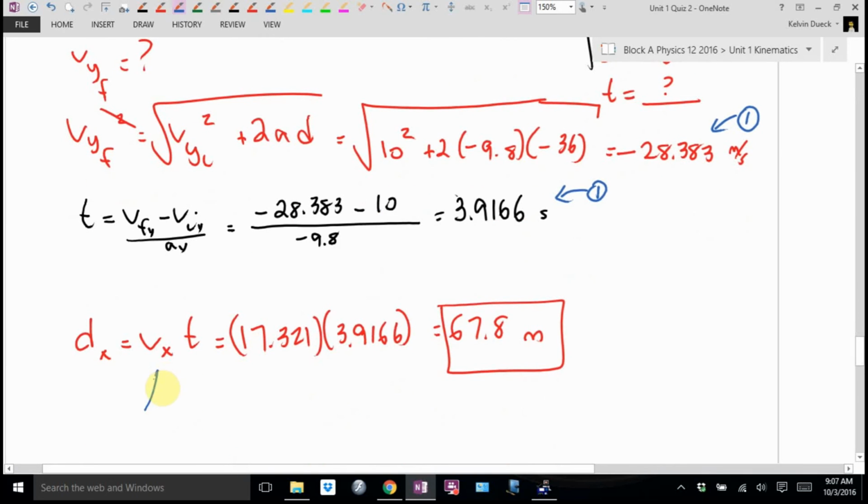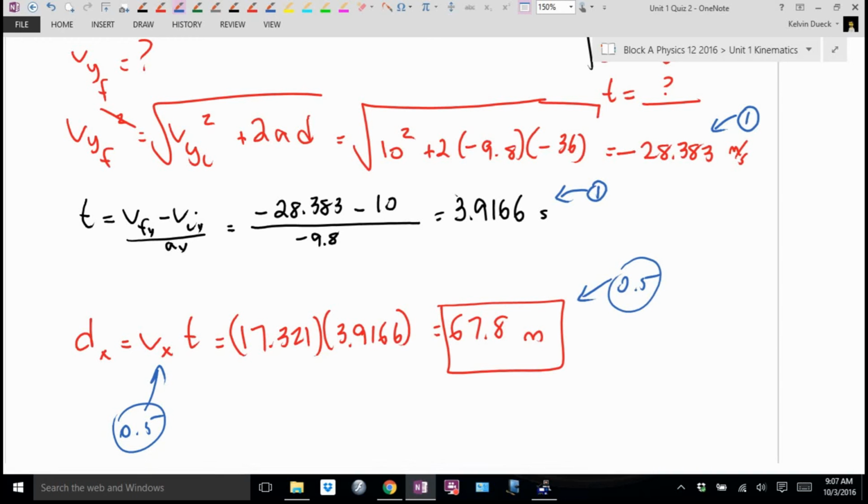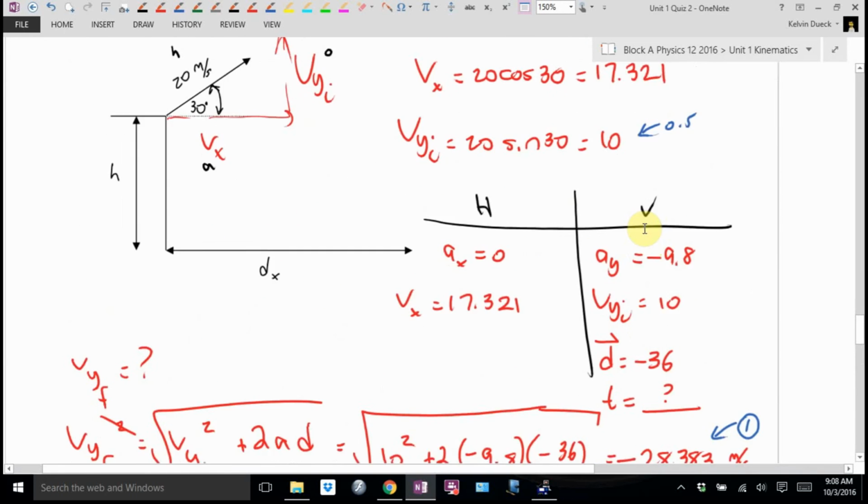I would give you a half mark if I saw that, and then a half mark for the answer. I really don't care about the answer, Tori. I care about the method. So you can get this wrong and still get 3.5 out of 4. Don't leave stuff blank. Is that all they wanted me to find? Just the range? Whew. Okay.